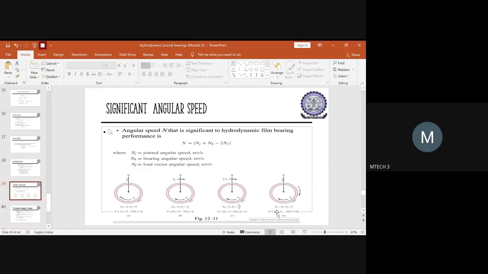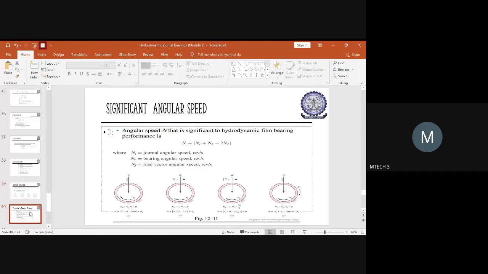So when you substitute that in the equation, n will be equal to twice the speed of the journal, so n will be equal to twice n suffix j. So by looking at the diagram you should be able to see what the angular speed is and how to calculate it, whether all three parameters are given. Only the speed of the journal is given. Only the speed of the bearing is given. The speed of the load vector with the bearing, or the speed of the load vector with the journal is given. So based on that you will calculate the values.